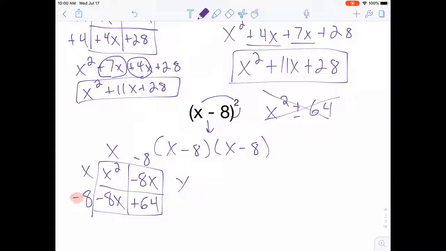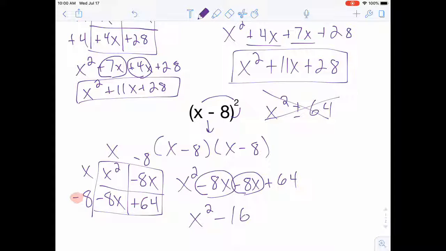When I write out all my terms, x squared minus 8x minus 8x plus 64, and I need to combine my like terms. Negative 8 and negative 8 is minus 16x plus 64. Remember, when I combine like terms, I'm either adding or subtracting whenever they have the same base and same exponent. A lot of people make a silly mistake of multiplying there, giving me my final answer as x squared minus 16x plus 64.